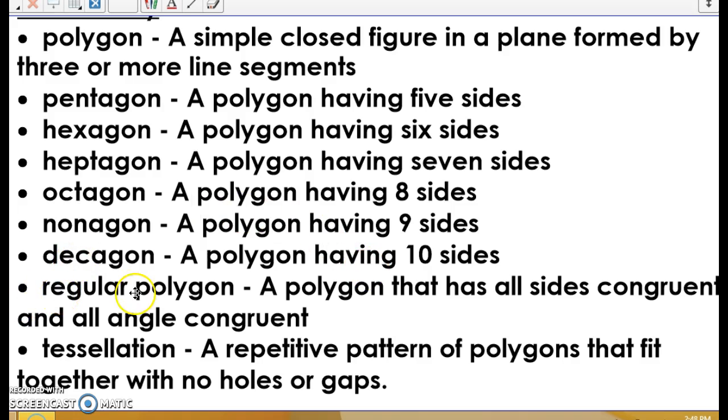So we're going to be looking at a regular polygon. A regular polygon has all sides congruent and all angles congruent. Then we're going to be talking a little bit about tessellations. A tessellation is a repetitive pattern that polygons fit into with no holes or gaps.